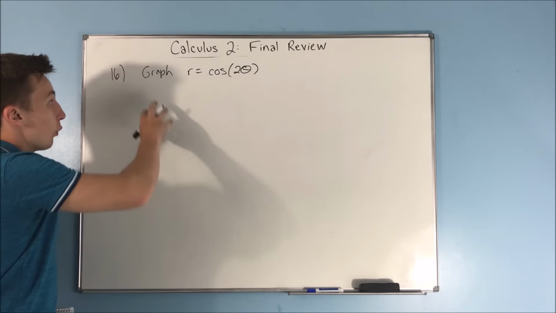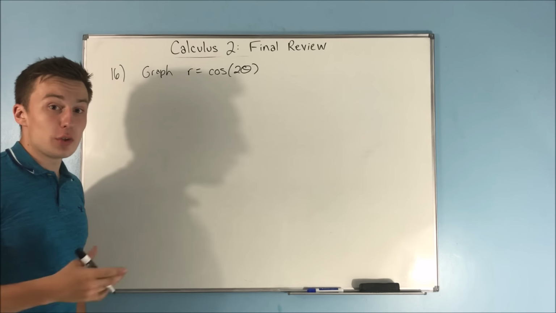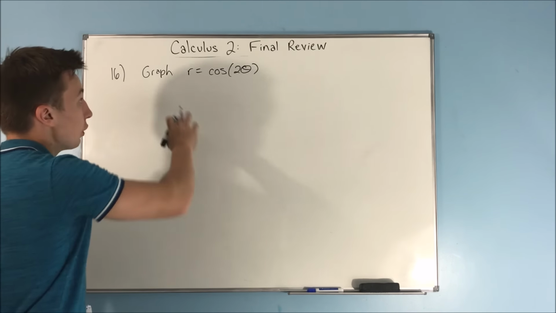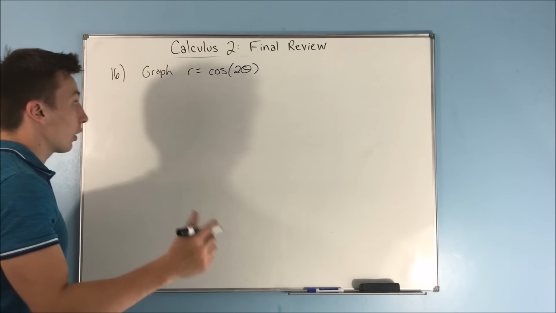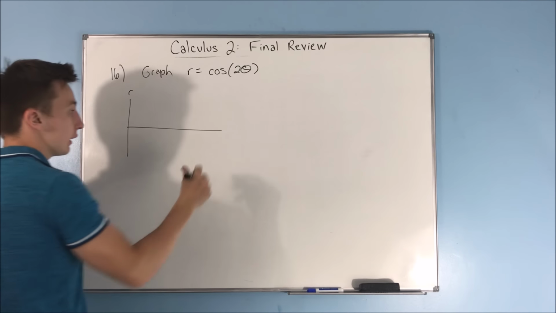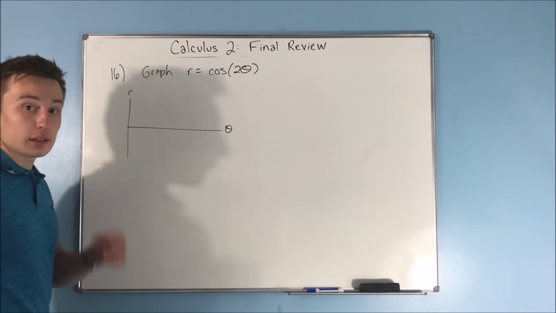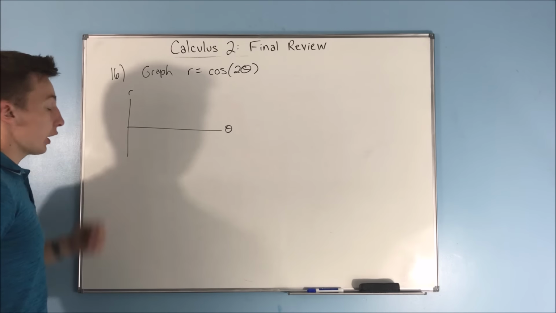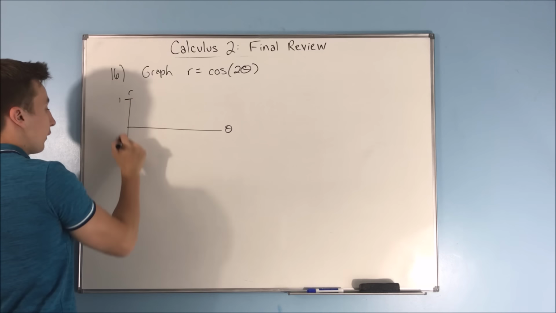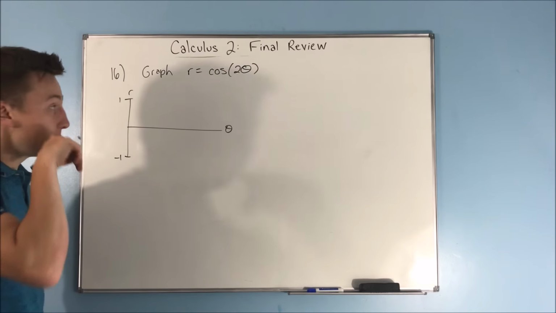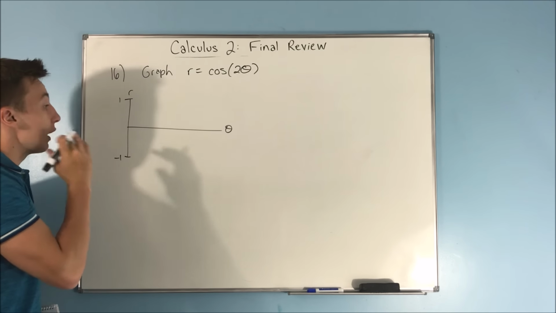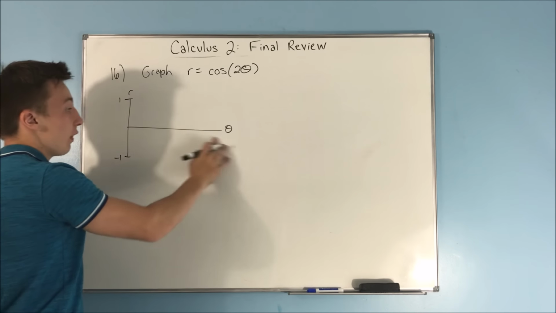For our next question, we want to graph r equals cosine of 2 theta. Okay, so graphing polar. Now the first thing we want to do is view r and theta as if they were Cartesian coordinates. So we're going to have r on our y-axis and theta on our x-axis. Now what is r going to range between? Well, it's going to range between 1 and negative 1, right? Cosine of 2 theta is not going to end up being any smaller than negative 1 and any larger than 1.